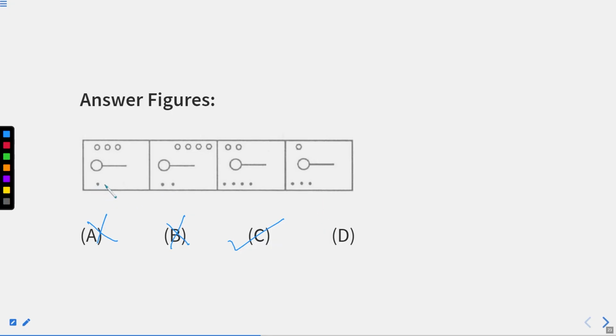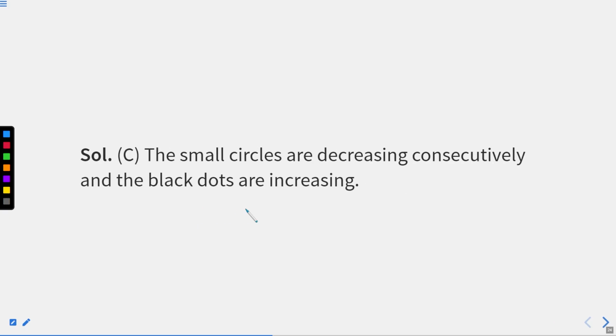We need 4 dots. We have only 1, only 2, only 3. 4 dots are here, right? So we can check with any of the figures that we have marked initially and eventually we will get our answer. Now you will see in the written part as well that option C is your correct answer, which we have already calculated.